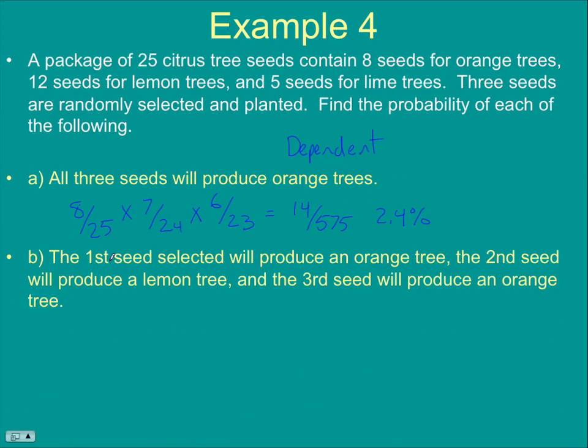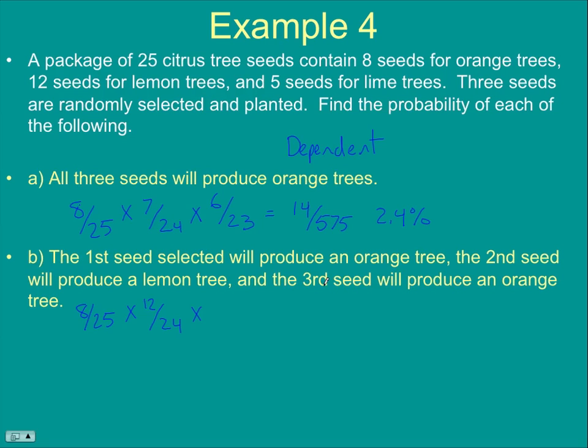So what's the probability that the first seed will produce an orange tree, the second seed will produce a lemon tree, and the third seed will produce an orange tree? So again, these are dependent trials again. So the first seed producing an orange tree is still going to be 8 out of 25. Now here, the second seed has to produce a lemon tree. So we say, how many lemon seeds are still left? Well, we haven't used any, so there are still 12 left. Out of the total possibility, well, how many seeds are still left? Well, because we planted one, there's only 24.